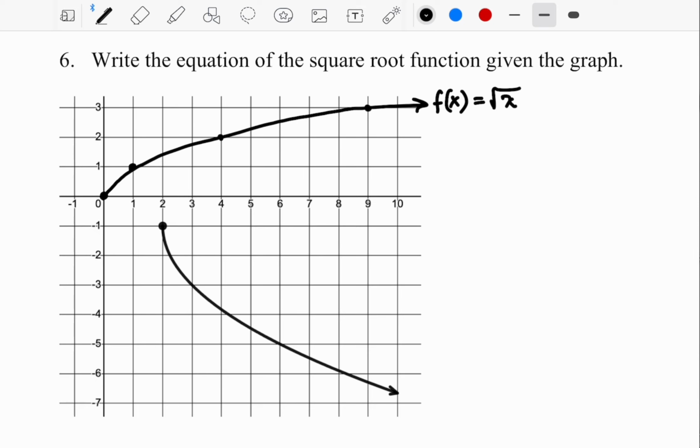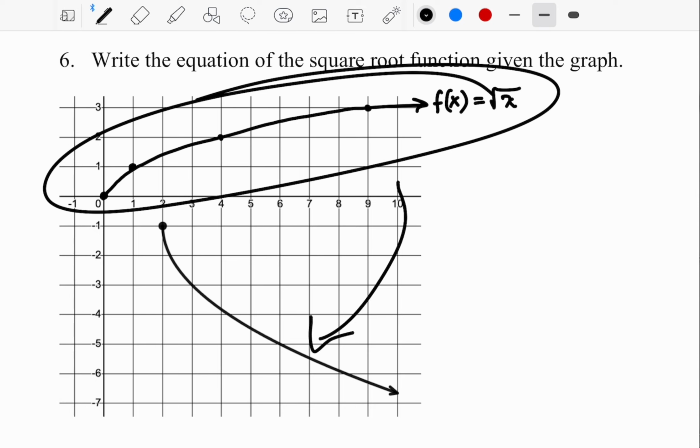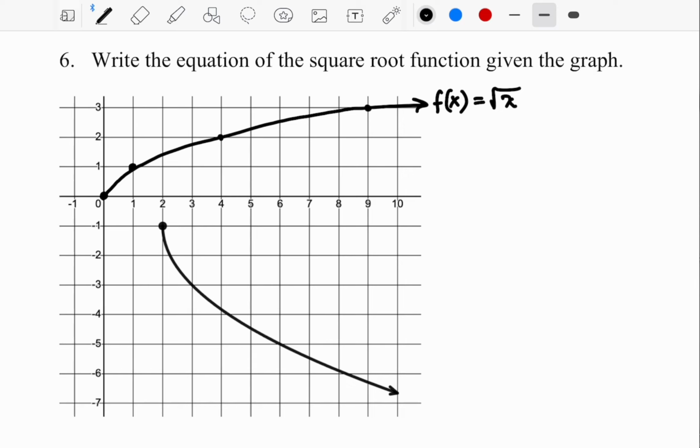I just want to think about how this became this. All right, well, it looks like it was flipped over first and foremost, so that's good to know. So I know I have a negative a value, but you kind of look at it and say, oh, well, let's just do that. Let's flip it over and see where it would go. If I flipped each of these points over the x-axis, this is where it would end up. All right, so that's not quite where I need it to be.